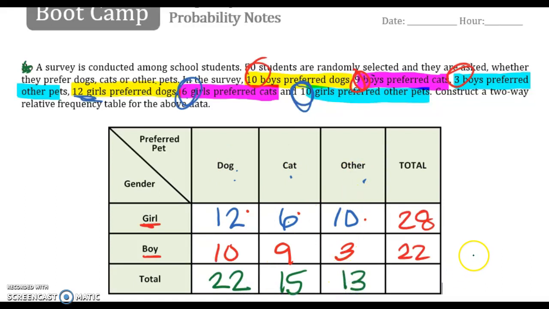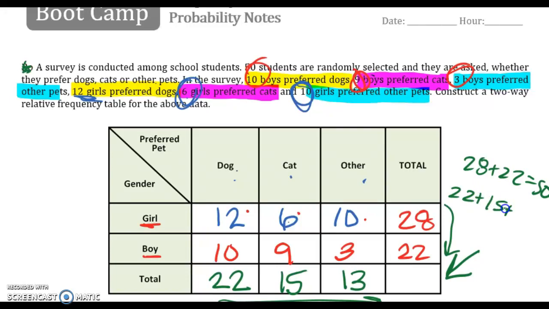Now, this is always a way to check yourself, because when you add down this column and across this row, this box should be the same for both totals. So 28 plus 22 is 50, and then 22 plus 15 plus 13 is conveniently also 50. So if you notice, the number 50, that's the total number of people in the whole survey. It even tells us that in the beginning. There are 50 students who are randomly chosen.